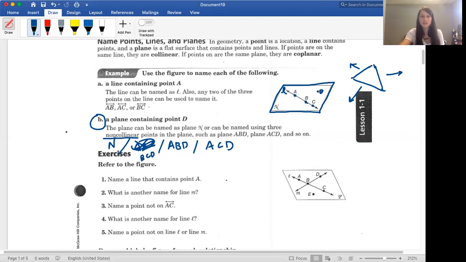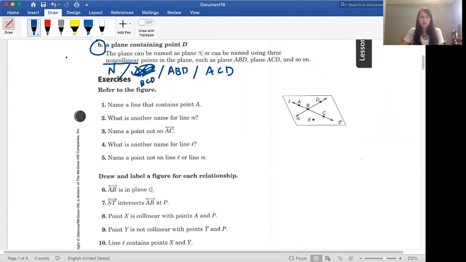All right, so let's do some examples. Number 1, name a line that contains point A. So point A is right here. If I want to look at a line that contains point A, well, quite obviously it's right here, right? It's not going to be this line right here, because A is not on it. It's not touching this line. So I could name this line AB. And don't forget to put your arrows on top on your homework. Please identify the line by drawing it above the letters.